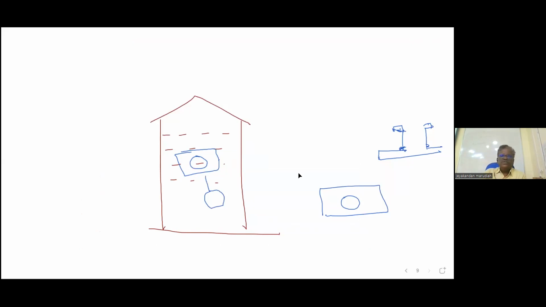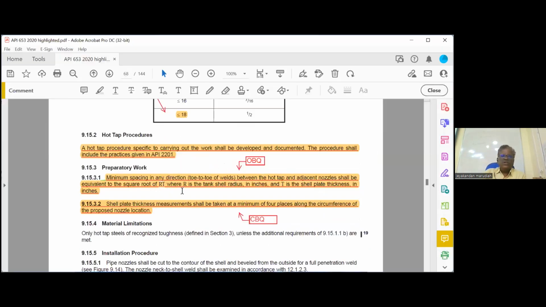The minimum spacing of the hot tap from an adjacent appurtenance is square root of RT. R is the tank shell radius and T is the shell plate thickness. We will do the calculation in the afternoon. Shell plate thickness measurement should be taken at a minimum of 4 places. That is also a closed book question.